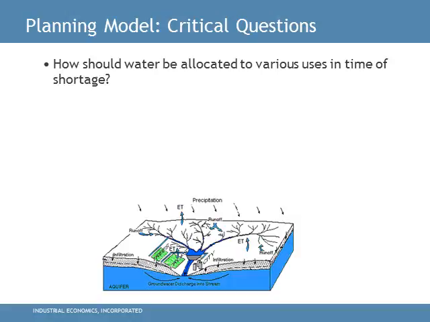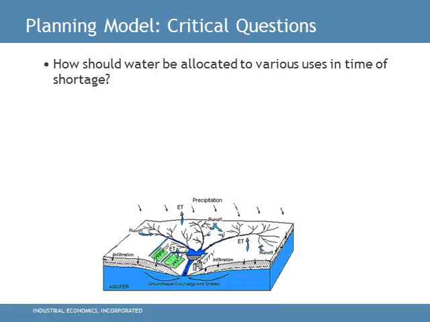So a water resources planning model, or a water resources systems model such as WEAP, allows us to address several critical questions. And 3 are presented on this slide. The first, how should water be allocated to various uses in times of shortage? So there will be instances of drought, and during those drought periods, how should we allocate the unmet demand, meaning not all demands will be able to be fully met, and so how do we allocate the unmet demand to different uses?